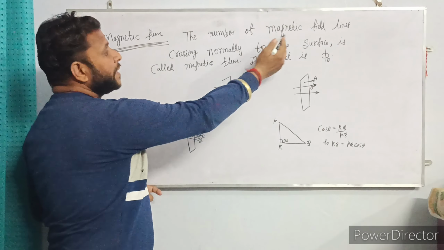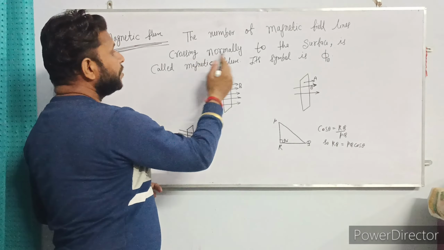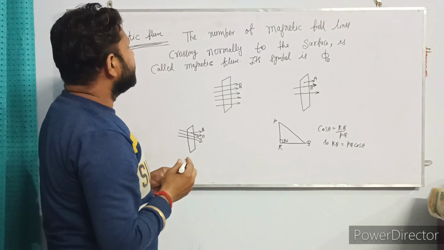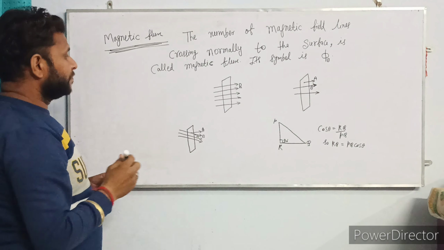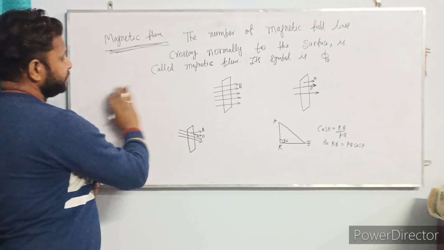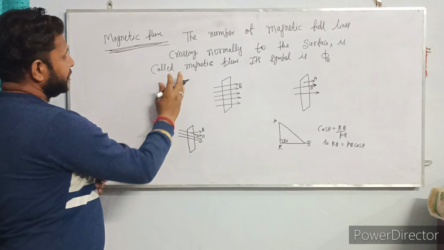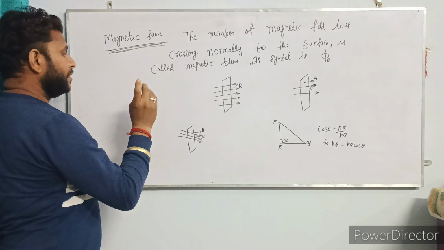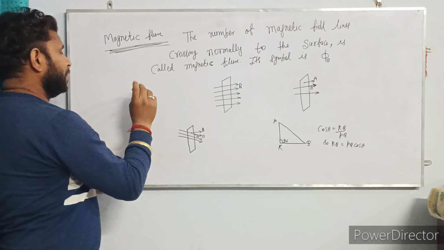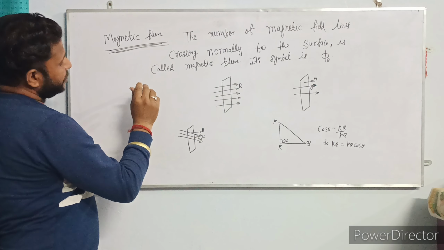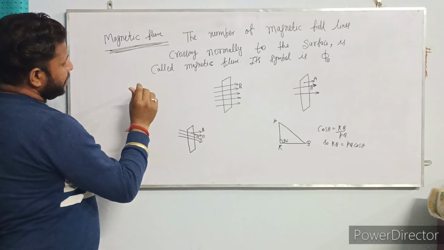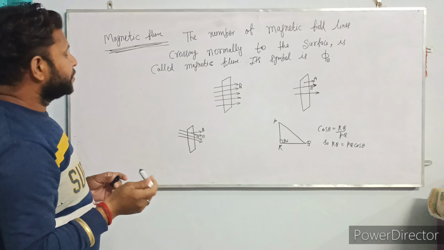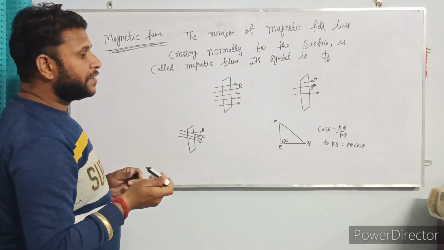The number of magnetic field lines crossing normally to the surface. Suppose it is the surface plane, and it is the magnetic field lines normally striking. Normally means perpendicular. So it is calculated as the number of magnetic field lines.